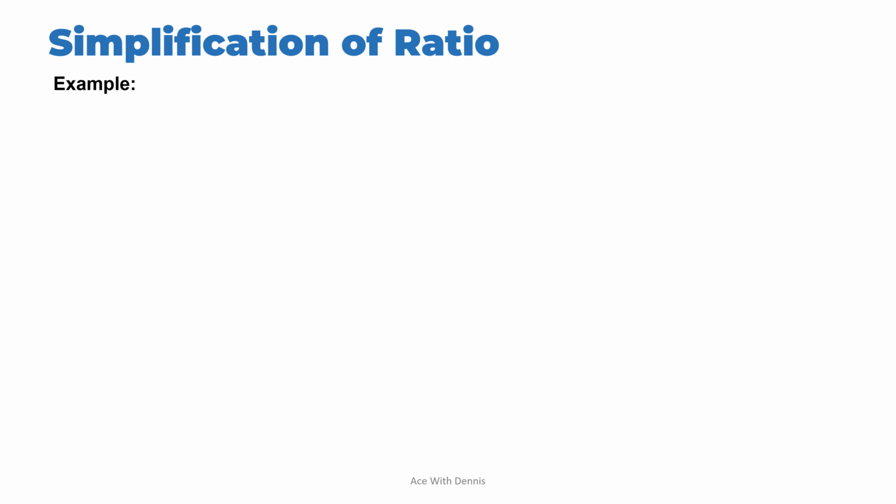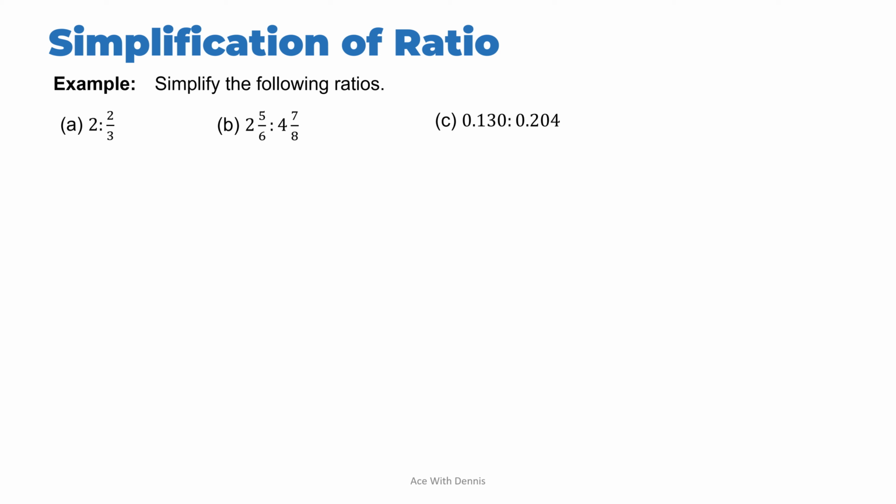Let's look at this example. Simplify the following ratios. A. The ratio of 2 to 2 over 3. B. The ratio of 2 and 5 over 6 to 4 and 7 over 8. C. The ratio of 0.130 to 0.204.